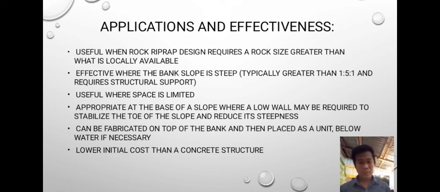So number 2, effective where the bank slope is steep, typically greater than, to support structure, to reinforce the slope, or using drainage to control the groundwater and slope materials.